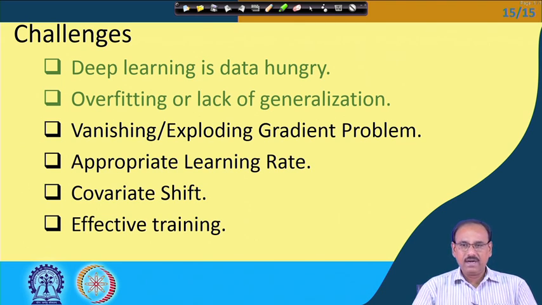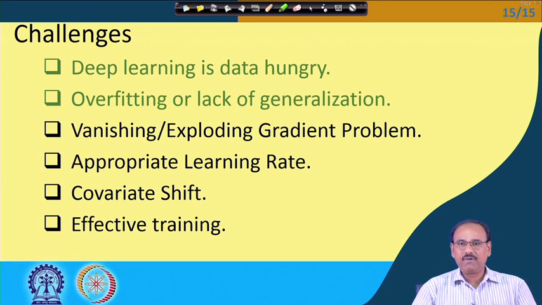Now, when you shift from one mini batch to another mini batch, the feature distribution of one mini batch may be widely different from the feature distribution of another mini batch, even if your objects or the targets remain the same.